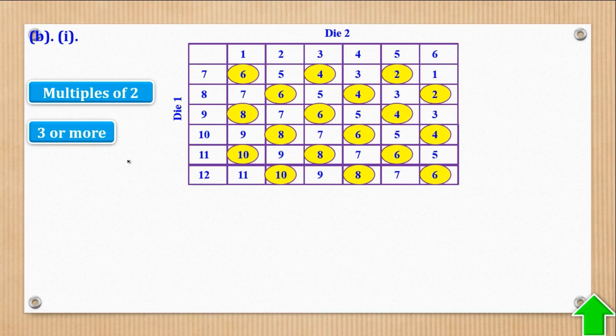Total will be, if you remove this, you have to count all the boxes. So 1, 2, 3, 4, 5, 6. Then, okay, 7, 8, 9, up to 36. So it will be 18 over 36.